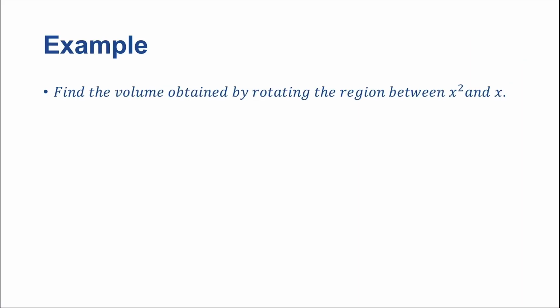I'd like to find the volume obtained by rotating the region between x squared and x. As always, what I like to do is draw this out. So here's our line, f of x is equal to x. But now we are left with a problem. We need to find our bounds of integration, our intersection points that make up the region that we will rotate around.